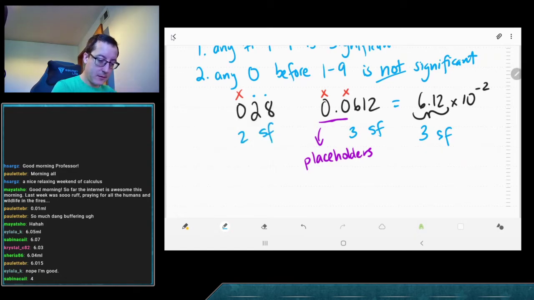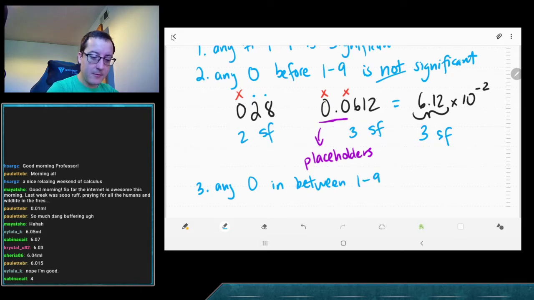Alrighty. Our third rule for determining the number of sig figs a number has is any 0 in between 1 through 9 is significant.